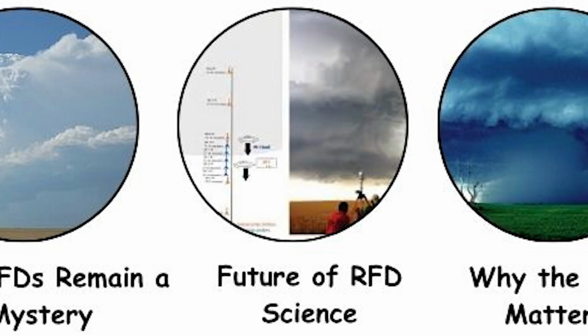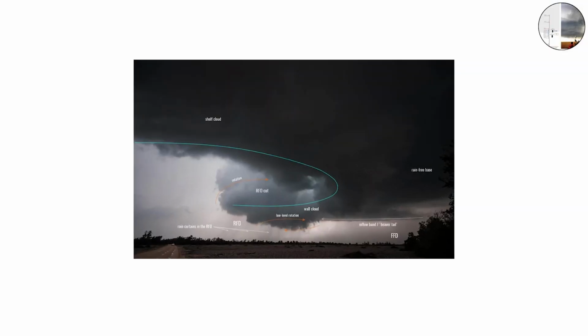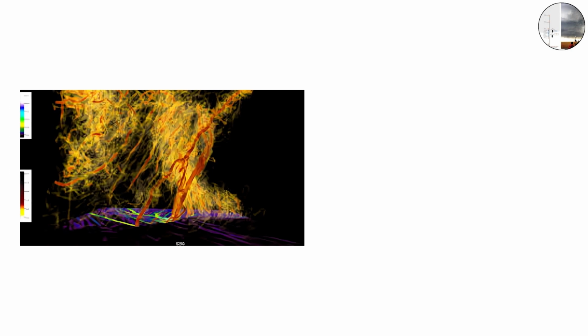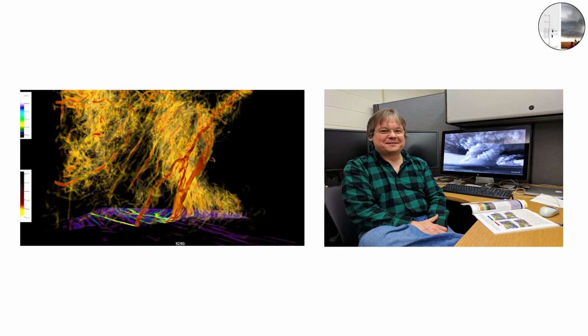The future of RFD science. The frontier of storm research is pushing deeper into the RFD. Drones are now being deployed to sample downdrafts directly, measuring temperature and wind at scales too small for radar. High-resolution supercomputers simulate RFD formation in stunning detail, allowing scientists to rewind and replay tornado outbreaks virtually.